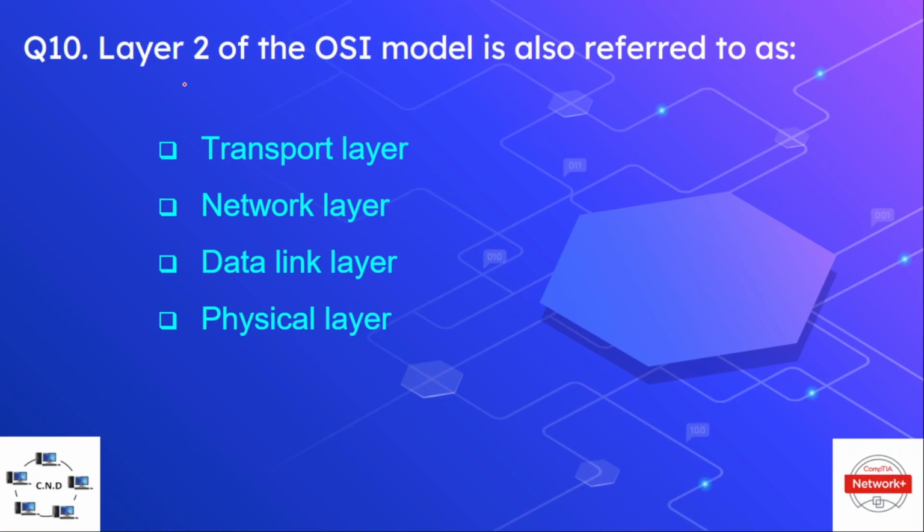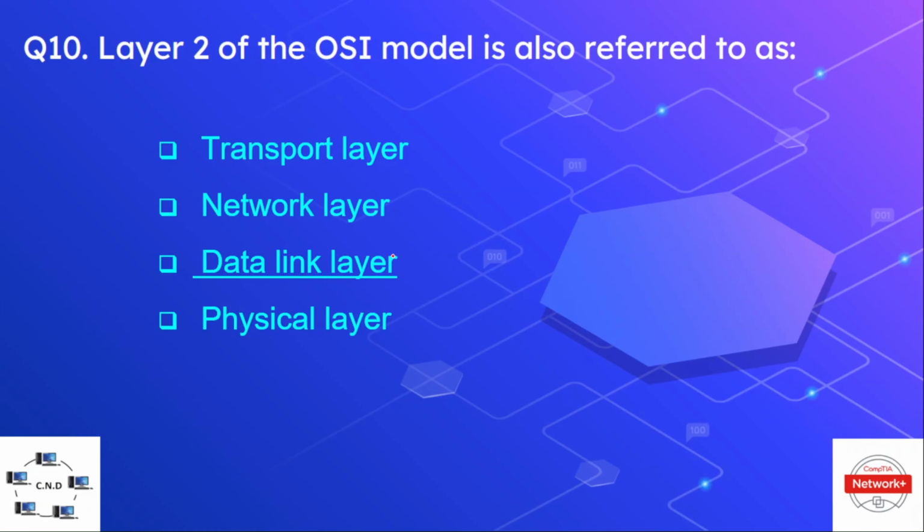So question number 10 is: the layer 2 of the OSI model is also referred to as, and the options are transport, network, data link, and physical. As we already studied in the previous question, layer 2 is also known as the data link layer, or the data link layer is also layer 2.